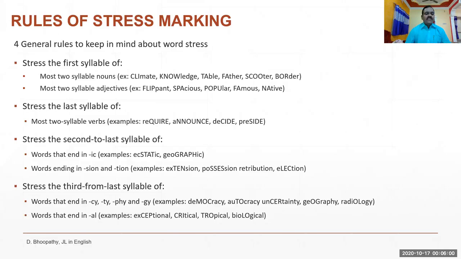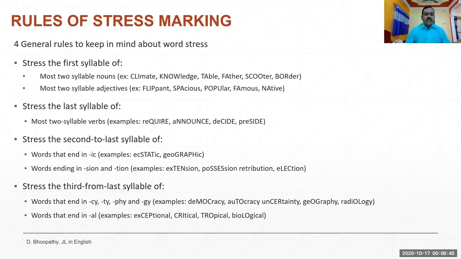Next, the third one is: stress the second to last syllable of the words ending with IC. The words ending with IC, stress the second to last syllable. Ecstatic, that means from the last syllable, the second one. Geographic, zoologic, ecstatic.